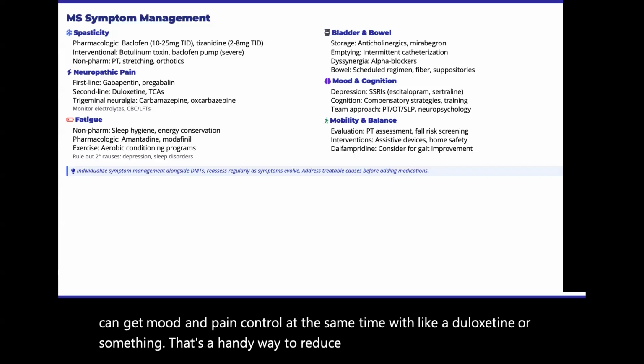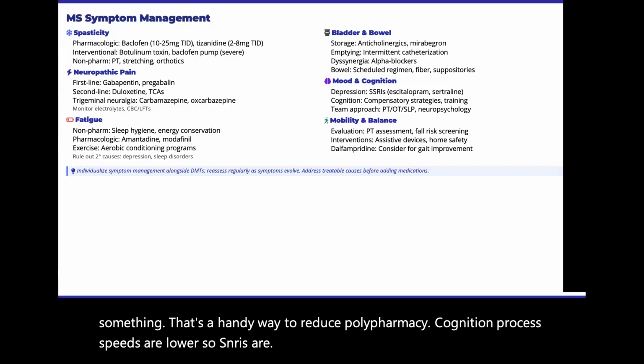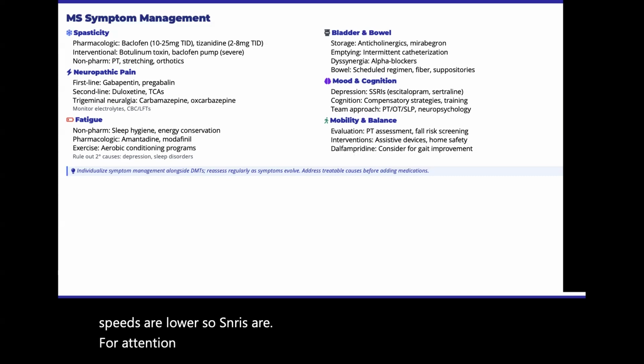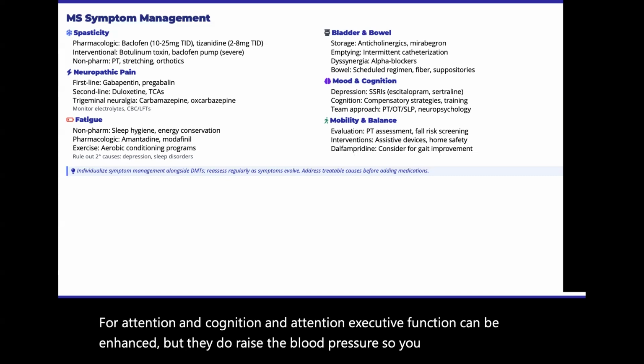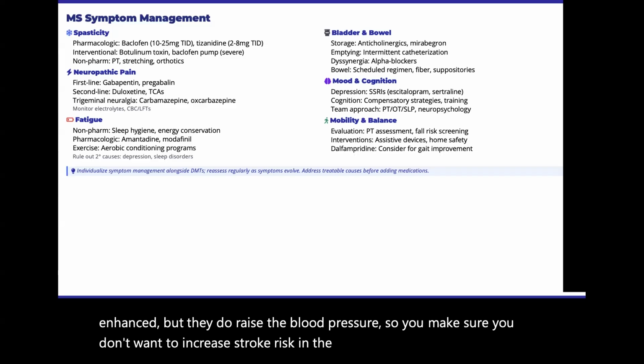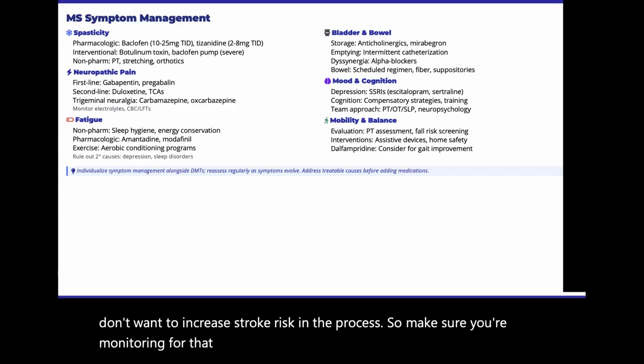Cognition and processing speeds are lower, so SNRIs are good for attention and cognition. Executive function can be enhanced, but they do raise the blood pressure, so you don't want to increase stroke risk in the process. Make sure you're monitoring for that as well. So don't underestimate how much cognitive rehab can improve quality of life.